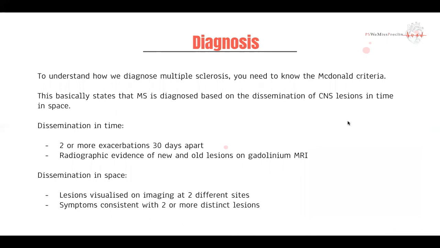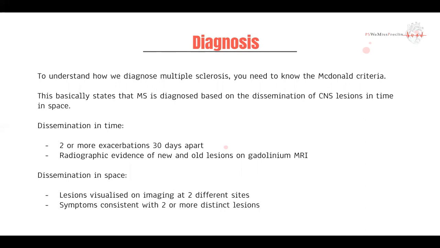In terms of a diagnosis, you need to know the McDonald criteria. The McDonald criteria basically states that in order to make a diagnosis of MS, you can't just go off a single lesion or a single sign. You need to have two criteria. You need to have disseminated CNS lesions that are separated by space and time. You need both of them.